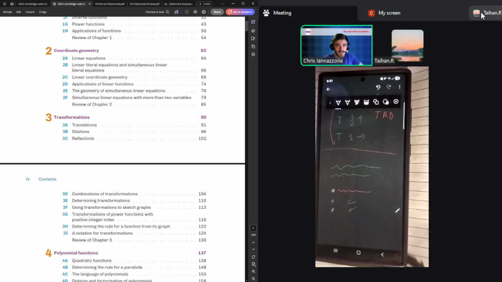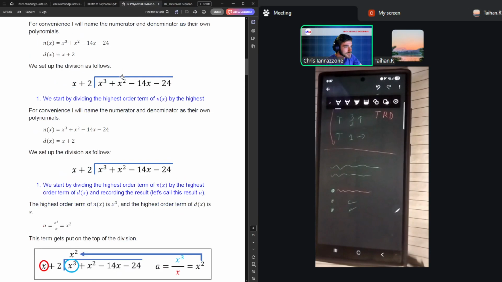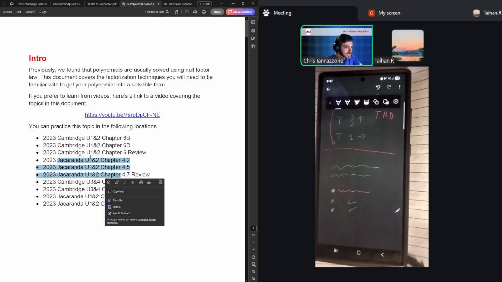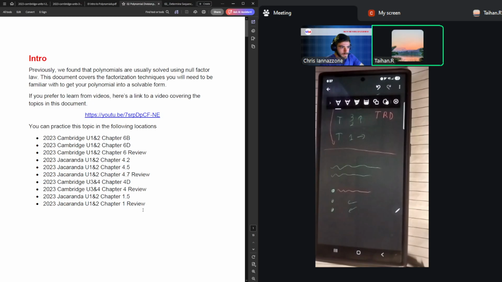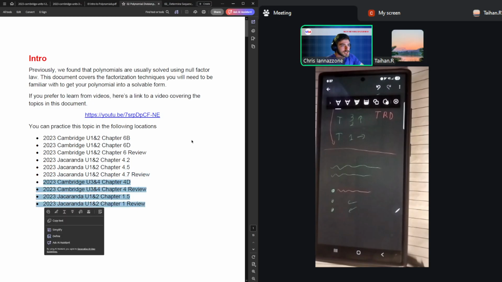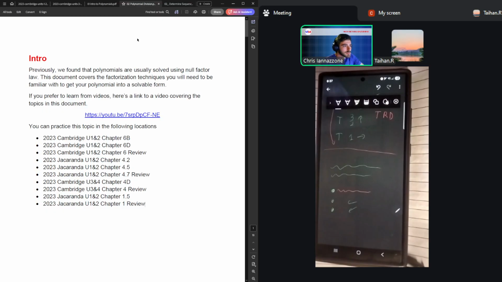module by module, at the top of all of these, you'll notice I'll label where they are in the Jacaranda or Cambridge books specifically. Does it say which part of the textbook it relates to? Yes. If you have a look at the screenshot I've got up now, the polynomial division stuff, it'll tell you where it is in Unit 1 and 2, Unit 3, 4, Cambridge, Jacaranda. That's on all of the documents, not the videos, but the documents. So if that works, then by all means do it that way.